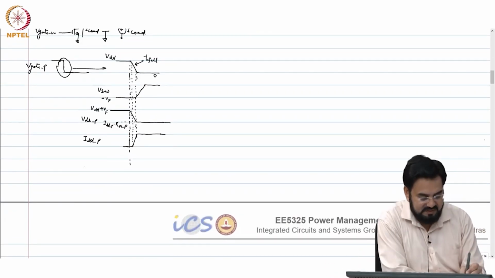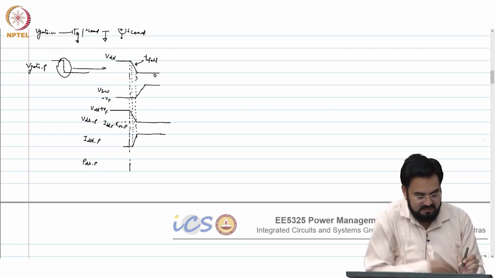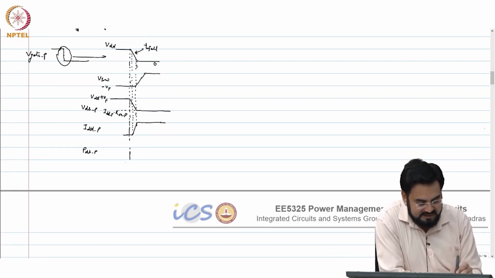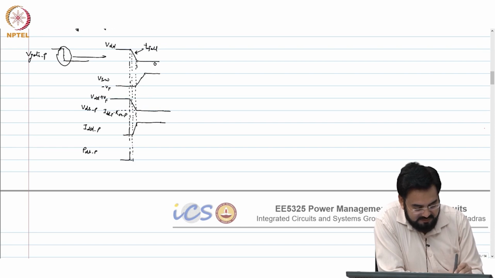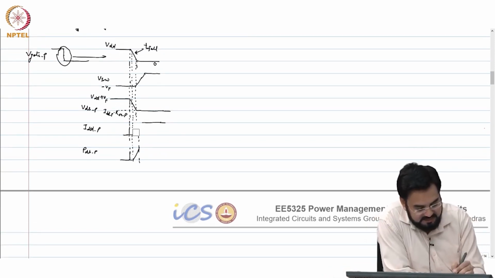So, if you take the product of this, the power across the MOSFET. If I want PDS, drain to source of P, how will it look like? The current is, so voltage is dropping here, current is rising here. So, the current is 0 here, it will remain 0. So, at this point it will start rising and it will peak somewhere here. Okay. No, sorry, I think this is not correct.